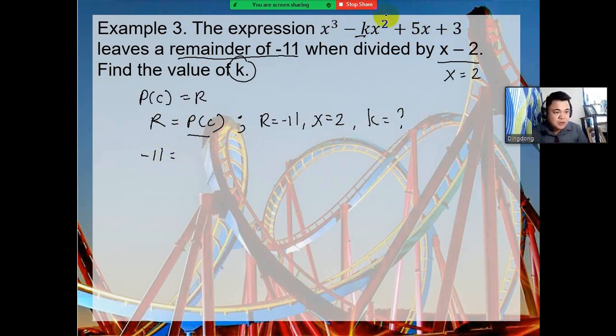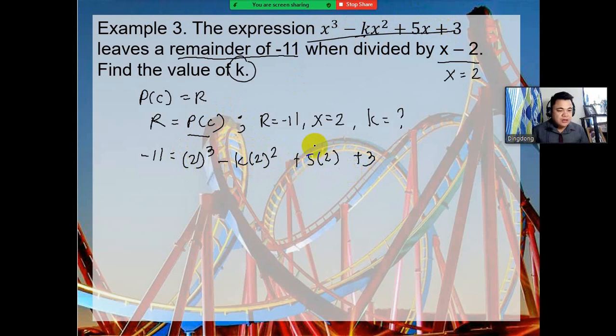So your P of C is also this one. Okay? So we have 2 cubed minus k times 2 squared plus 5 times 2 plus 3. Okay? So we have this now. Then the next thing is we have to simplify this for us to get the value of k, using some algebraic techniques. So for you to easily solve it, just make sure to solve them one by one.